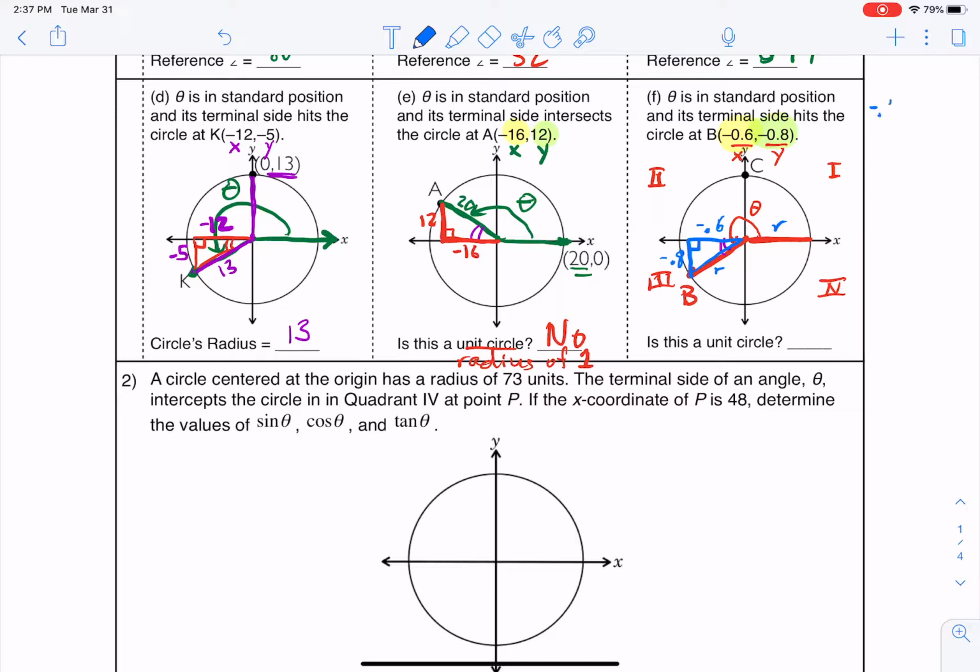So if I take negative 0.8 and square it, and add negative 0.6 and square that, I'm going to get my radius squared. So that would be 0.64 plus 0.36 equals r squared. So 1 is equal to r squared, therefore r equals 1. So this distance here is 1. So this is a unit circle because we have a radius of 1.